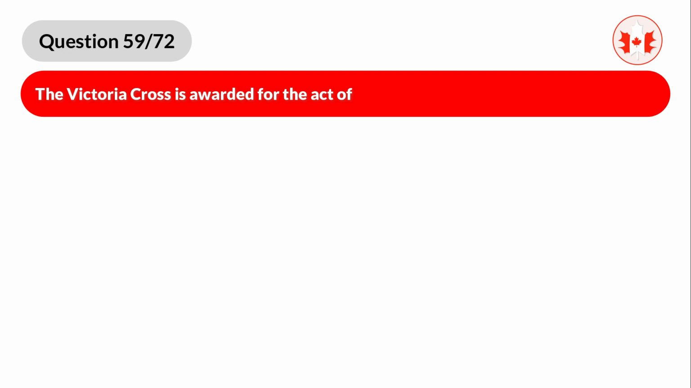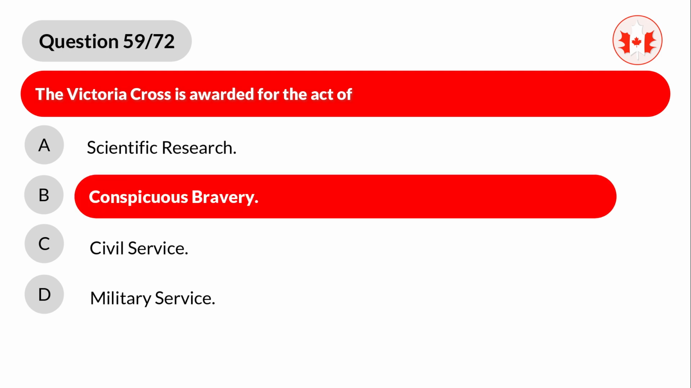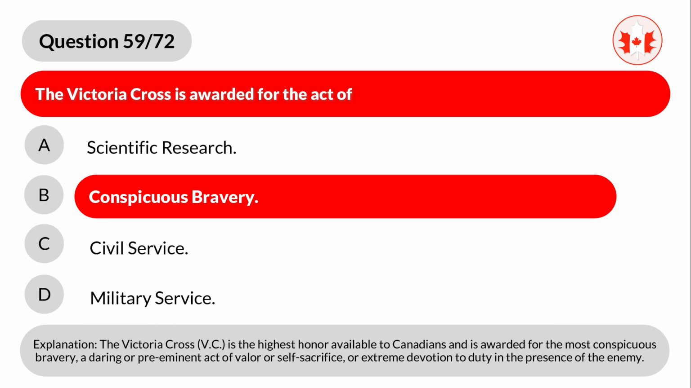Question 59. The Victoria Cross is awarded for the act of A. Scientific research. B. Conspicuous bravery. C. Civil service. D. Military service. The correct answer is B. Conspicuous bravery. Explanation: The Victoria Cross, VC, is the highest honor available to Canadians and is awarded for the most conspicuous bravery, a daring or preeminent act of valor or self-sacrifice, or extreme devotion to duty in the presence of the enemy.